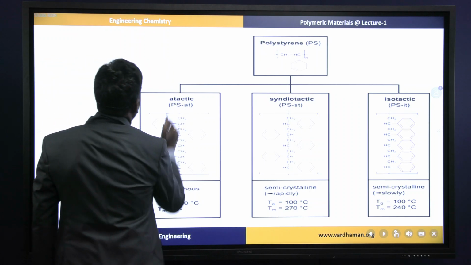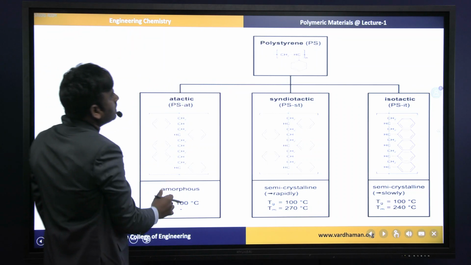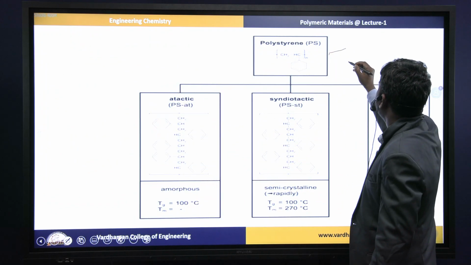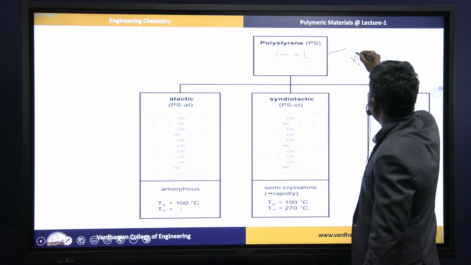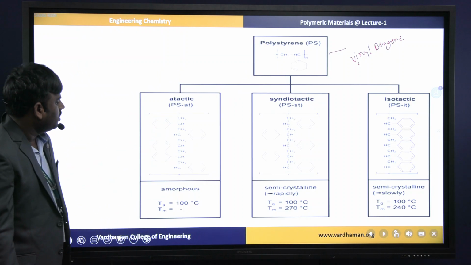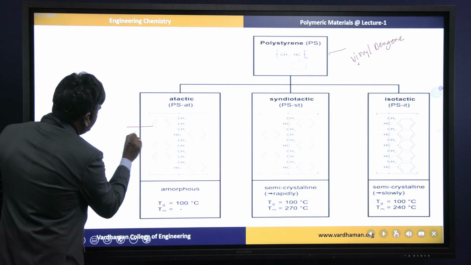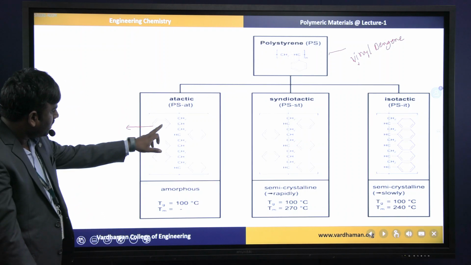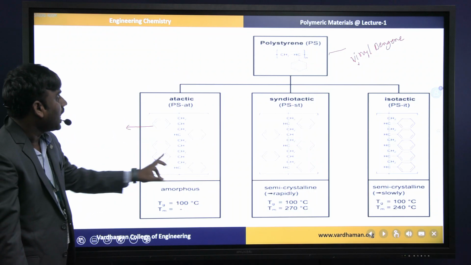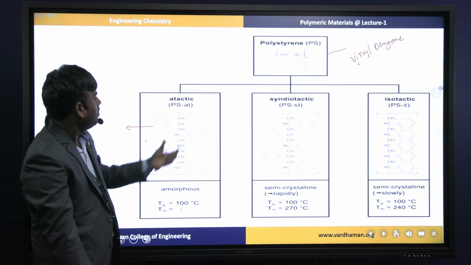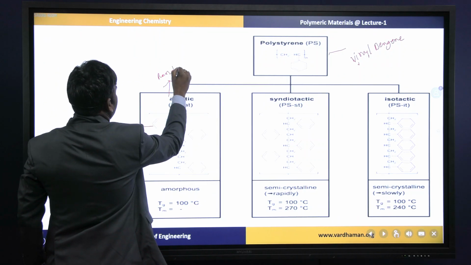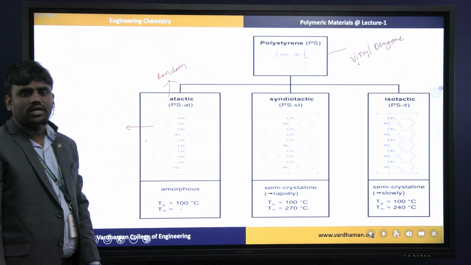Here I am going to explain the tacticity of polymers with one example, that is polystyrene. This polystyrene is made up of the monomer vinyl benzene. So this is the structure of polystyrene. Here in this polystyrene we can observe the phenyl groups. In the backbone of the polymer chain, the phenyl groups are arranged randomly. That's why this type of tacticity is known as atactic polymers. Atactic means the random arrangement on the backbone of the polymer chain.